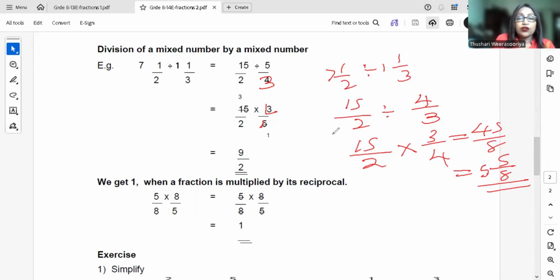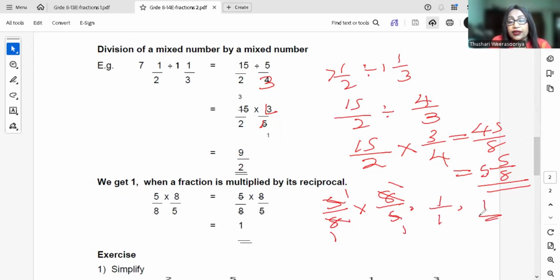Now we'll go to the next example. Look at this 5 over 8. Now there is a fraction. When you multiply a fraction by its reciprocal, you always get 1. 8 times 1, 1, 5 times 1, 1. On top 1 over 1, that is 1. We get 1 when a fraction is multiplied by its reciprocal. Always keep that in mind. That's like a fact.